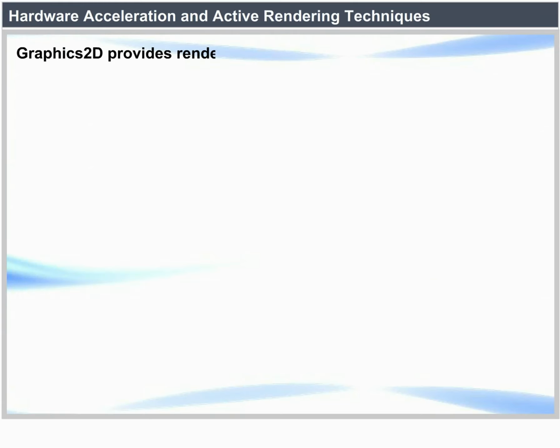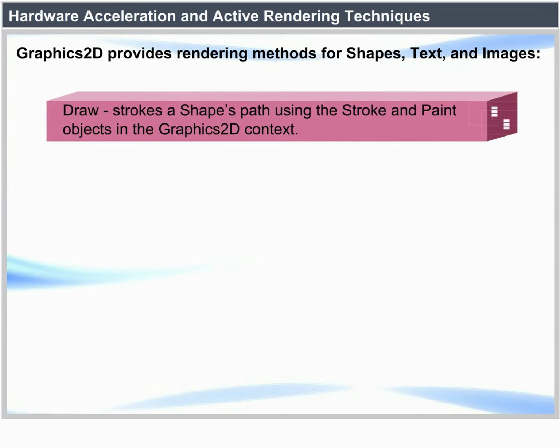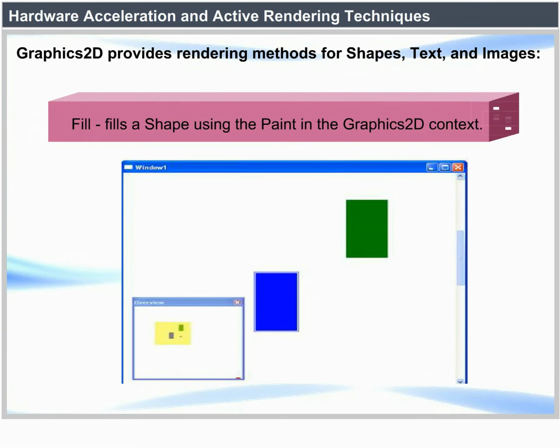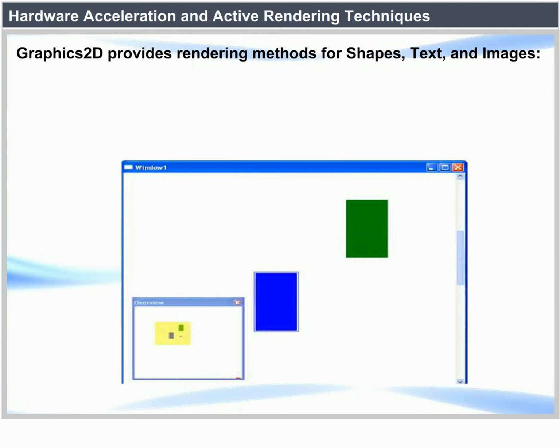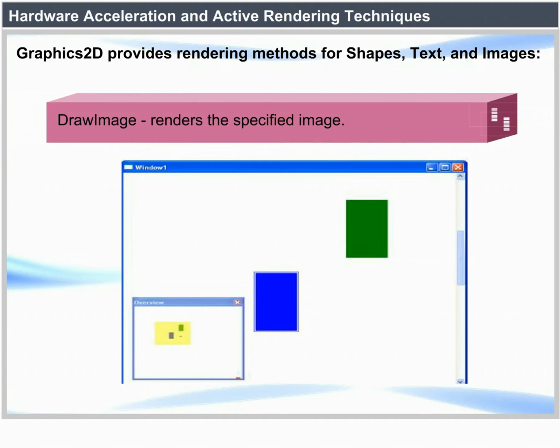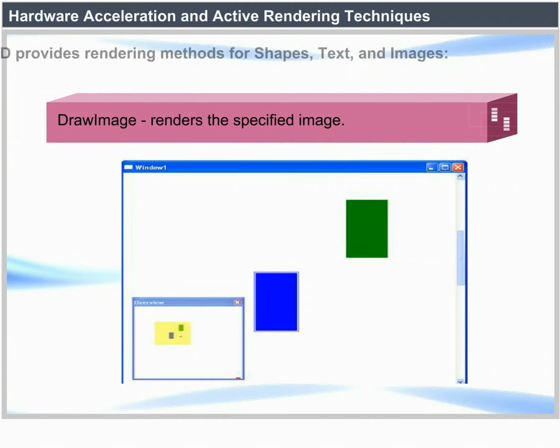Graphics2D provides rendering methods for shapes, text and images. draw strokes a shape's path using the stroke and paint objects in the Graphics2D context. fill fills a shape using the paint in the Graphics2D context. drawString renders the specified text string using the paint in the Graphics2D context. drawImage renders the specified image.